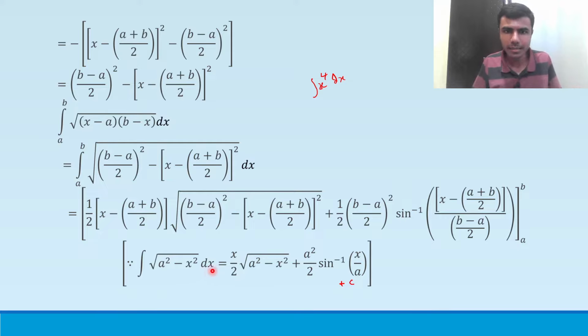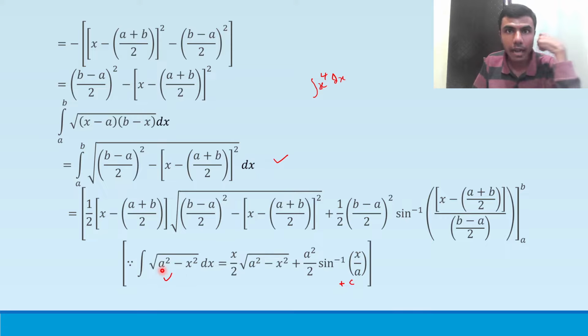As per this formula, this is nothing but x by 2 under root of a square minus x square plus a square by 2 sin inverse x by a. This is a formula which you have to memorize. Now how to apply it? Let us compare this step with this formula.